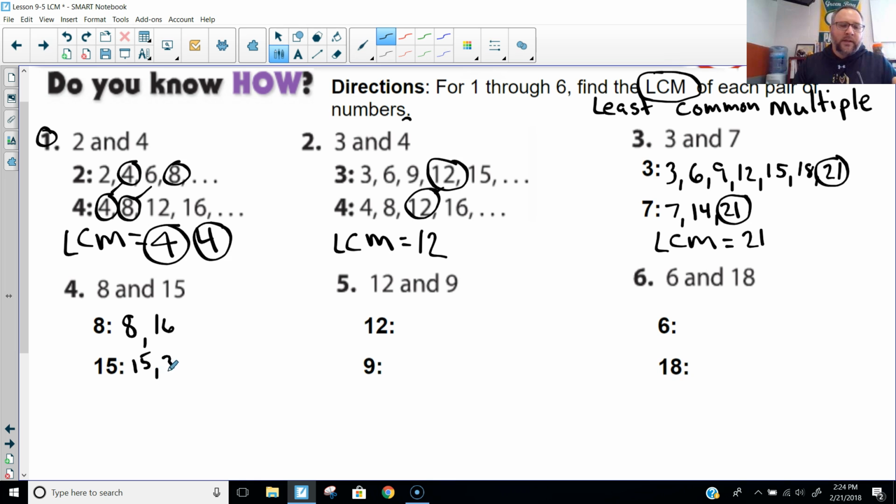15 times 2 is 30. 8 times 3 is 24. 15 times 3 is 45. 8 times 4 is 32. 15 times 4 is 60.